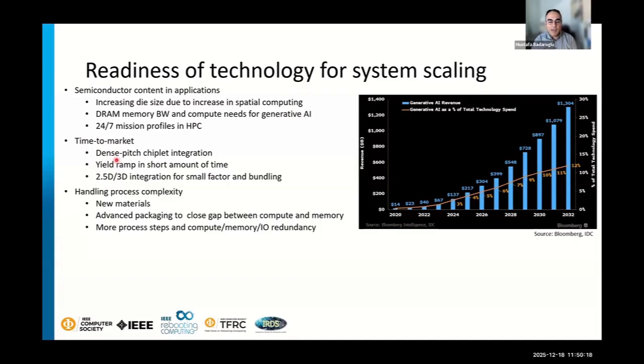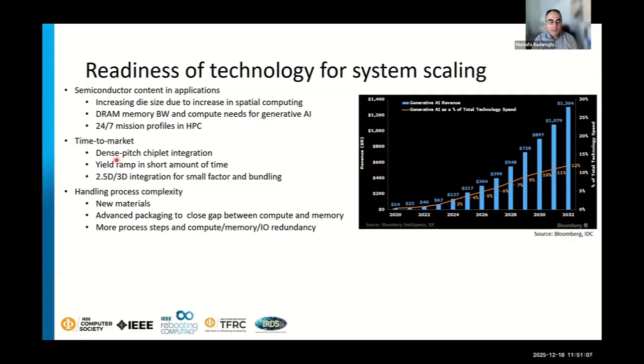Technologies are changing abruptly, but how to bring the technologies to the user at a 6-month or 1-year cadence is very, very crucial to take maximum advantage of this semiconductor volume increase. Dense pitch chiplet integration is becoming a more driving force for time to market, and also for yield considerations, for how to tackle the large die sizes and enable faster yield ramp, bringing products in a short amount of time. And 2.5 to 3D integration, especially for small form factor and different technology bonding, is getting very, very critical.